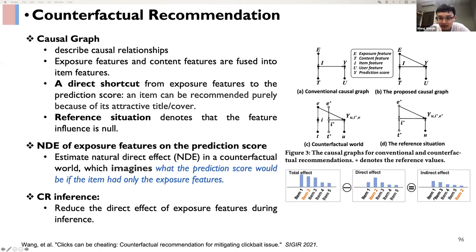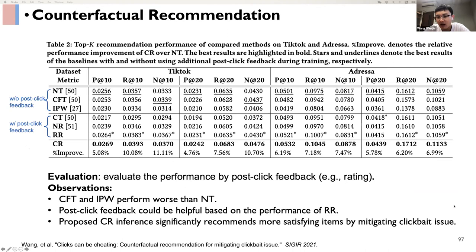For example, in this case, item two will have a high NDE because its attractive title or cover image leads to a high prediction score. This score is deducted from the total effect, so item two is ranked last. This work is compared with the baselines with and without using post-click feedback, for example, like and buy. They find that the proposed model CR can effectively recommend more satisfying items than the baselines by mitigating the clickbait issue. It proves the effectiveness of reducing the path-specific effect by using counterfactual inference.